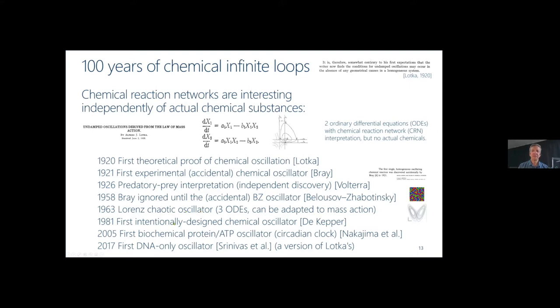The first deliberately designed chemical oscillator experimentally was done in 1981. In 2005, we had the first biological experimental oscillator made from proteins and ATP, which is a circadian clock from biological materials. And the first synthetic oscillator from DNA was in 2017, done by Srinivas et al. So as you can see, even a very simple system like an oscillator can be very interesting chemically as a program, even just building an infinite loop.